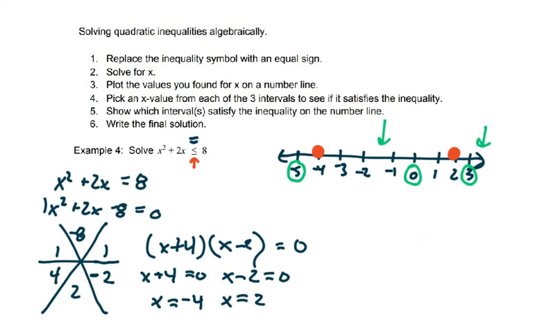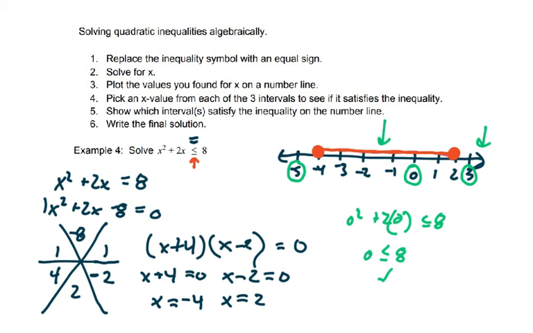Okay, we're going to do the same thing with 0 now. 0 squared plus 2 times 0 is less than or equal to 8. 0 is less than or equal to 8. That works. So we know we're going to shade in this area in between because a test point from in between worked.